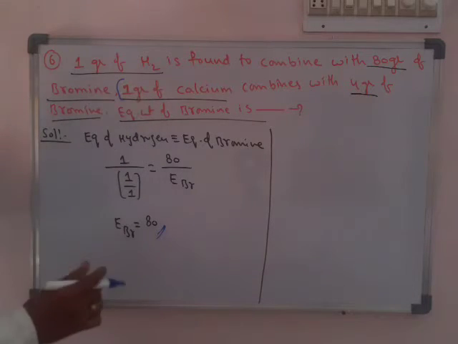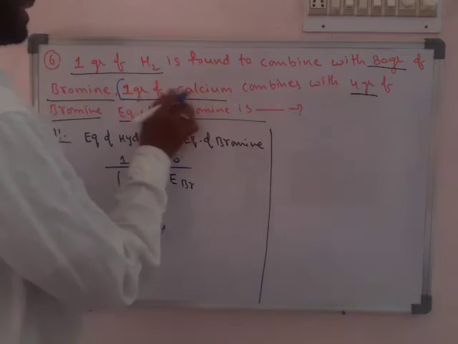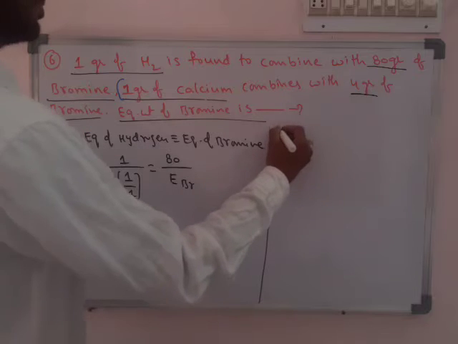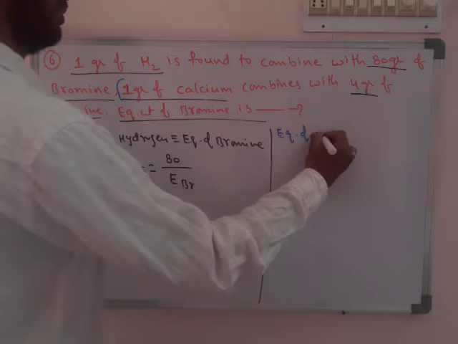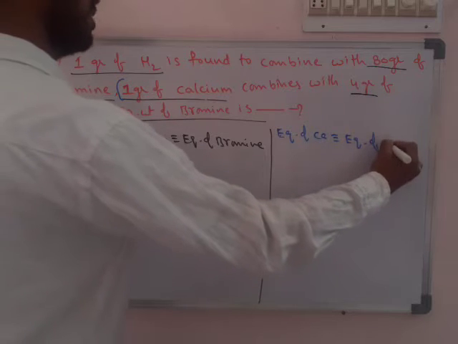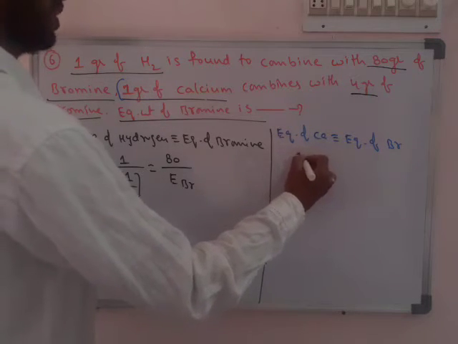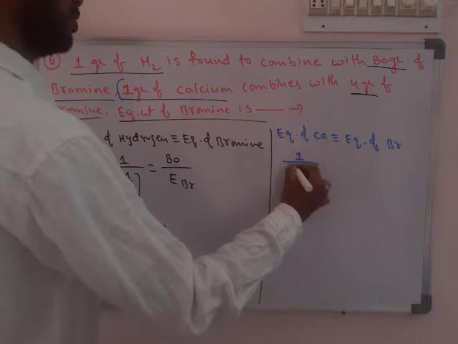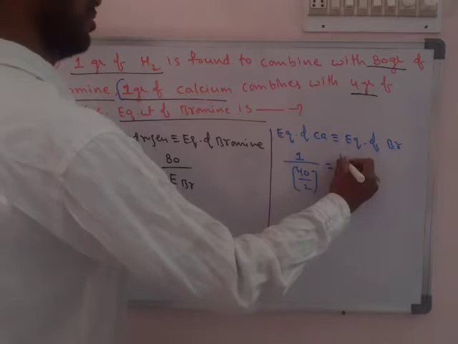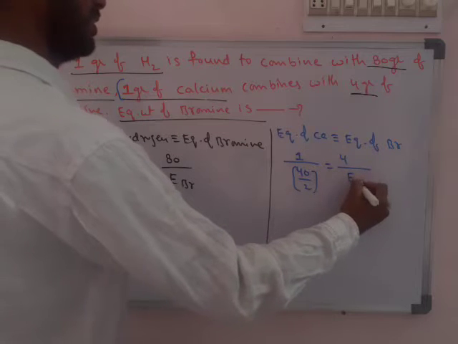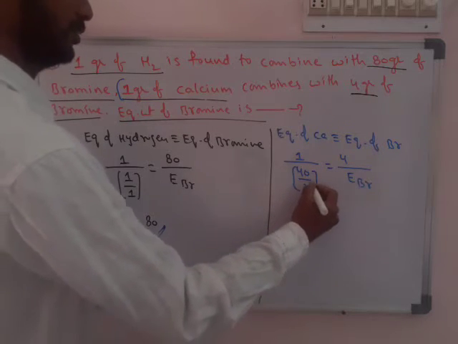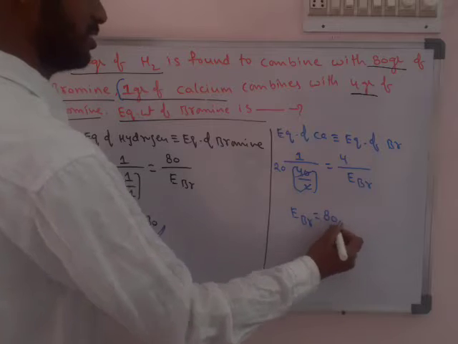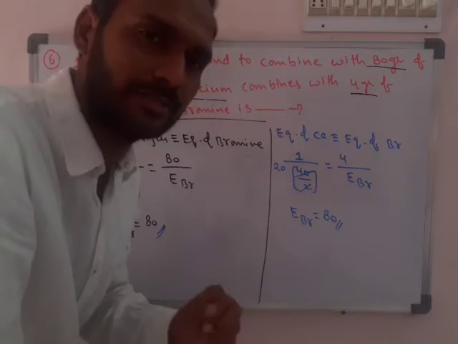But there is other information given, and we can follow any one of the pieces of information. Here the calcium reacted with bromine: 1 gram of calcium reacted with 4 grams of bromine. Means here equivalence of calcium is exactly equal to equivalence of bromine. So calcium weight is 1 gram. What is its equivalent weight? Equivalent weight means atomic weight by calcium valency 2, that is 20. Bromine weight is 4 grams. We have to calculate the equivalent weight of bromine. So here we will get 80. So therefore the equivalent weight of bromine is equal to 80. It means in this problem these two pieces of information are given.